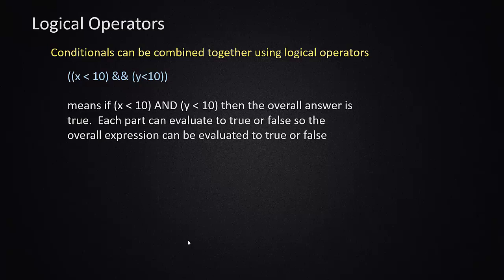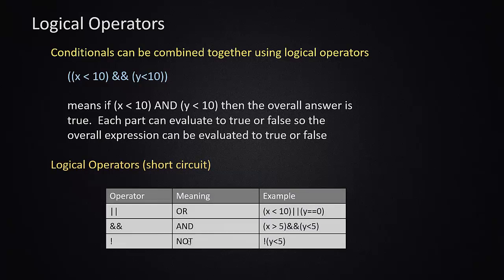If x is less than 10 but y is not, then it's false, and the and of a false and a true is false. So as long as each part of the expression can be evaluated as true or false, then the overall expression can also be evaluated for true or false. So the logical operators, and what I've listed here are the short circuit versions. These are the versions I use in most cases.